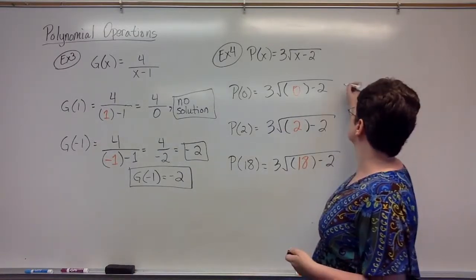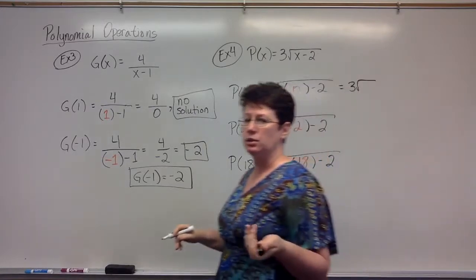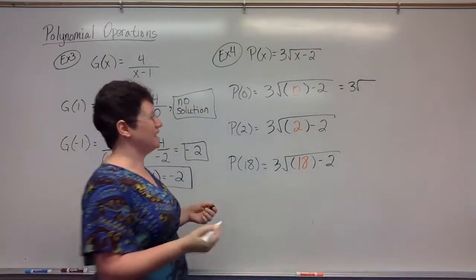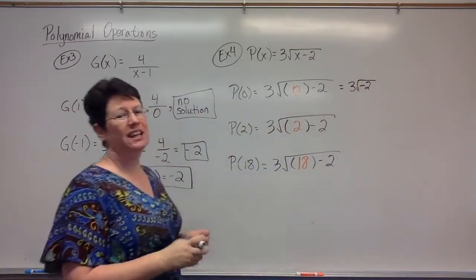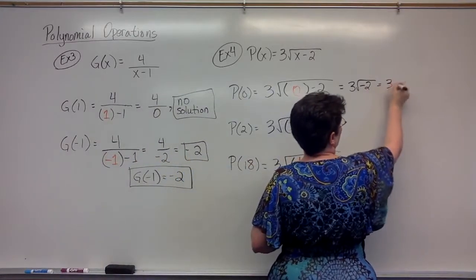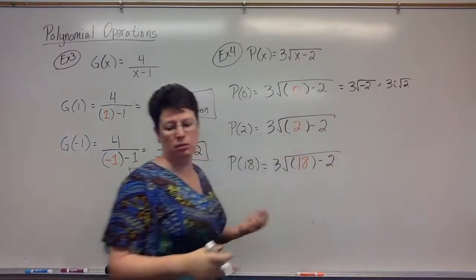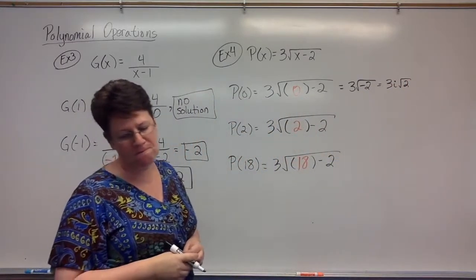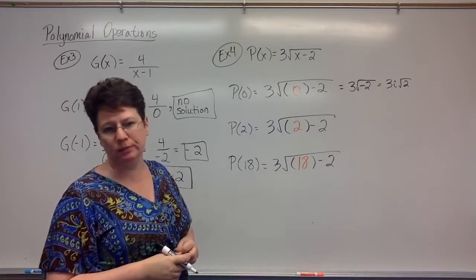All right. So I have 3 square root of what? What is 0 minus 2? It's negative 2. Now, can we take the square root of negative 2? Technically, you're going to get an imaginary, right? I'm going to get 3i square root 2. Do we really want imaginary numbers? No, we really don't. Okay?